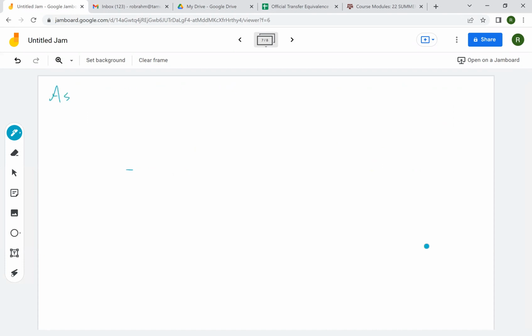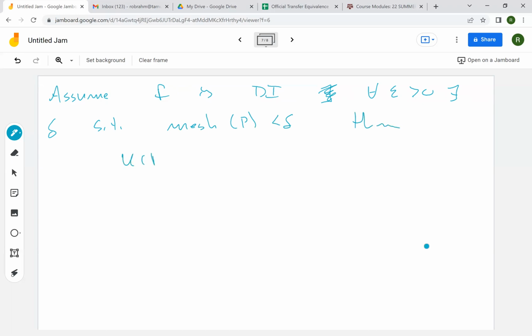So first, assume f is Darboux integrable. Then for all epsilon, there exists a delta such that if the mesh of P is less than delta, then U(f,P) minus L(f,P) is less than epsilon. Okay, so we're going to use this fact to prove that f is Riemann integrable.